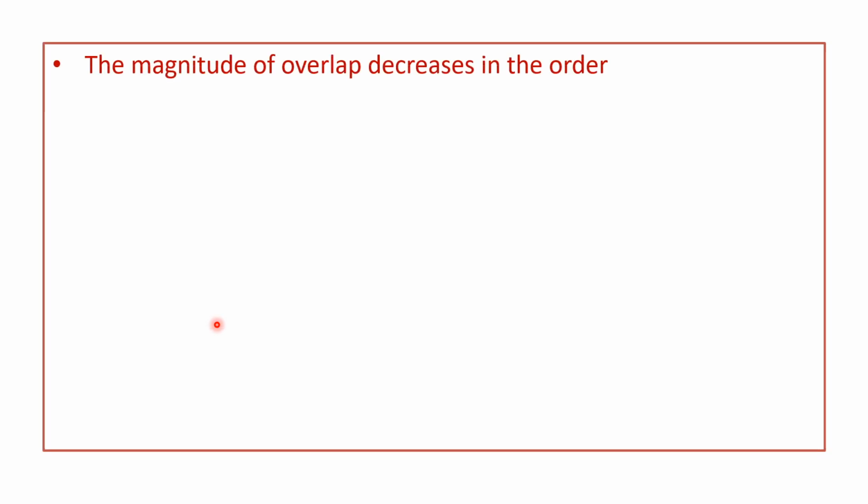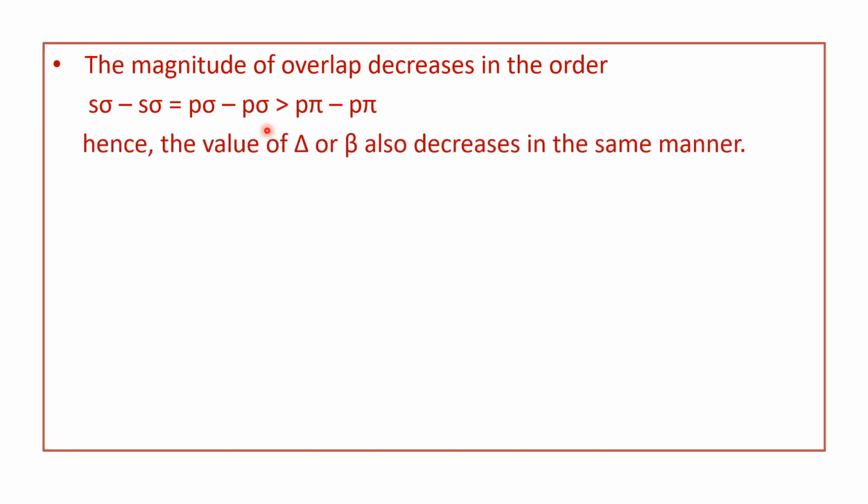Then the magnitude of overlap decreases in the same order. That means S sigma overlap is equal to the P sigma, which is greater than P pi. So we can say that the value of delta or beta also decreases in the same manner.